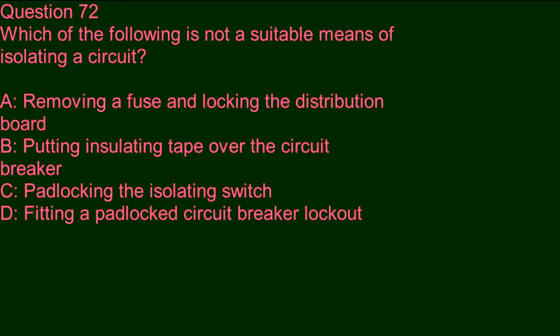Question 72. Which of the following is not a suitable means of isolating a circuit? A. removing a fuse and locking the distribution board. B. putting insulating tape over the circuit breaker. C. padlocking the isolating switch. D. fitting a padlocked circuit breaker lockout. Right answer, B. putting insulating tape over the circuit breaker.